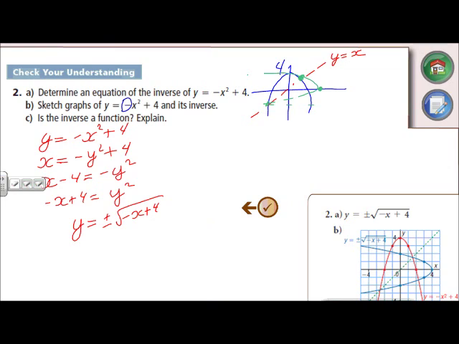So now, is that a function, that new one, the blue one? And if we do that vertical line test, no way, it's not. It does not pass the vertical line test. There's more than one y value for every x value, so it is not a function.